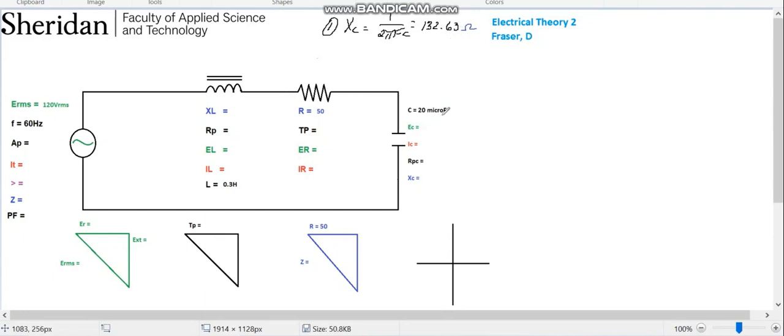132.63. So I'll put that right there, 132.63 ohms. All right, on to the next thing.